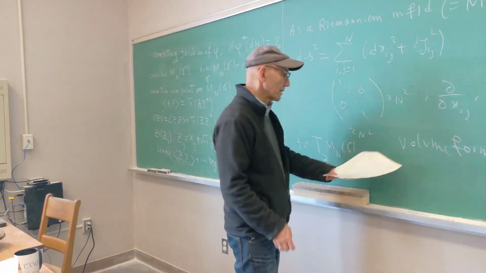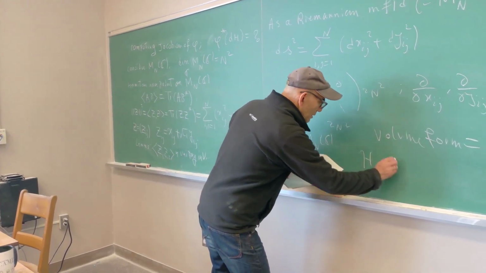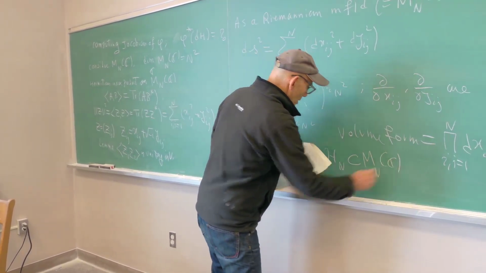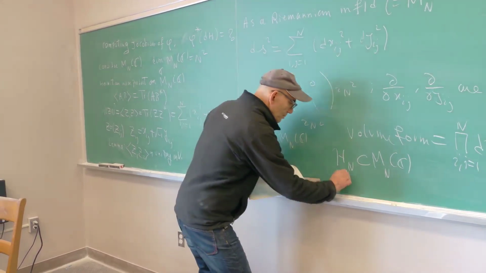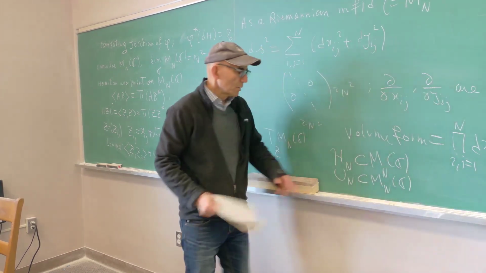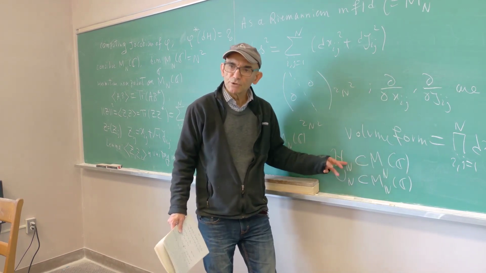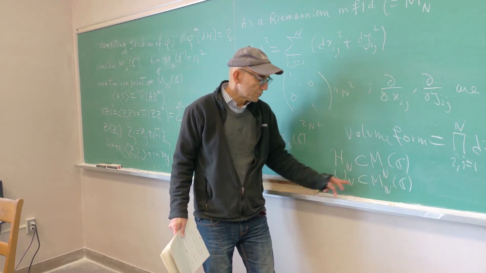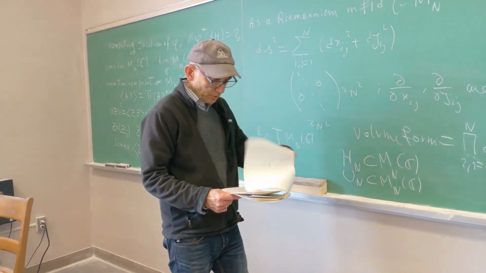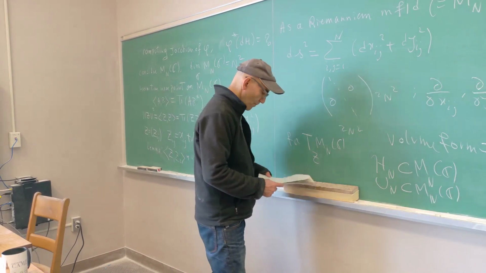So now we look at submanifolds of this flat space. One of them is H_n inside M_n(C), and the other one is the unitary group inside M_n(C). And so this is a Riemannian manifold. This is a submanifold, and the metric induces a Riemannian metric here, and also induces a Riemannian metric there. Okay, so we are interested in the corresponding volume forms of those Riemannian metrics as they are induced there.